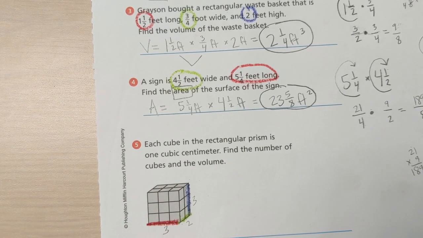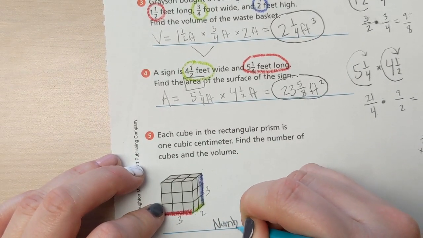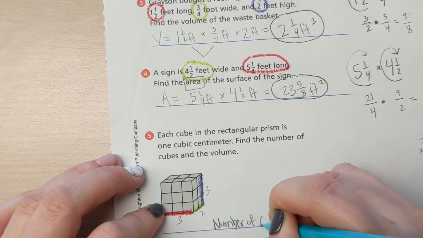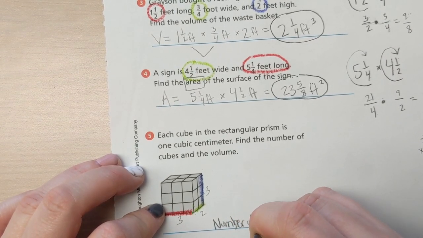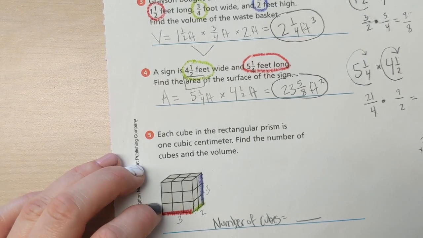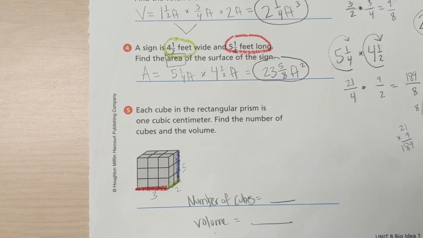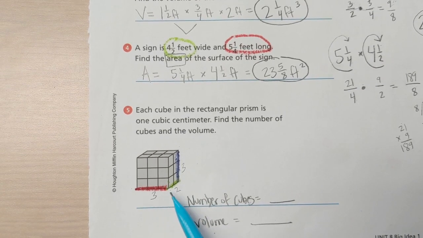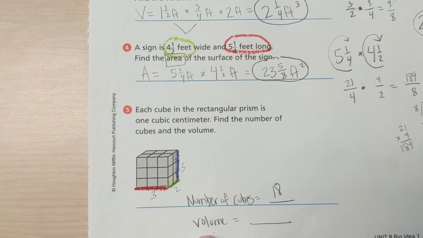So now I just find the number of cubes and the volume. So because they've listed it separately, I would do it like this. The number of cubes equals blank, and the volume equals this. That's how I would set that up. So again, counting up the number of cubes is easy. You just do the same thing as volume. Length times width times height. 3 times 2 is 6. 6 times 3 is 18. So there's 18 cubes in there.